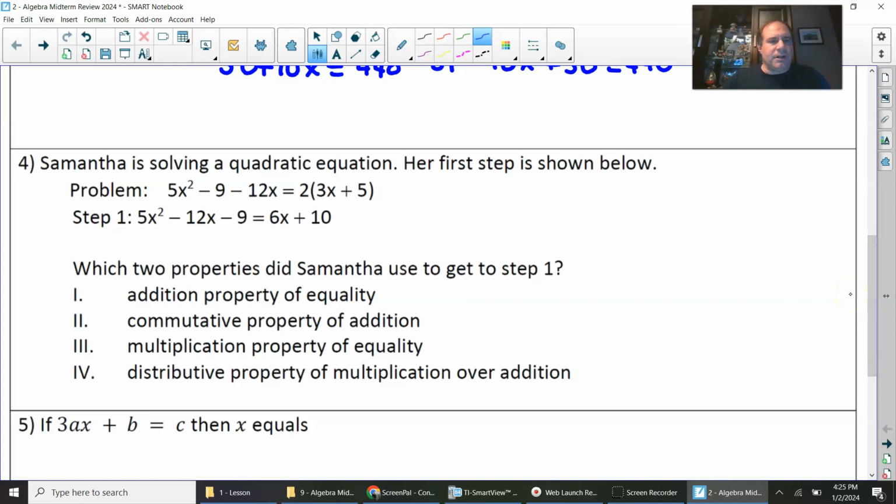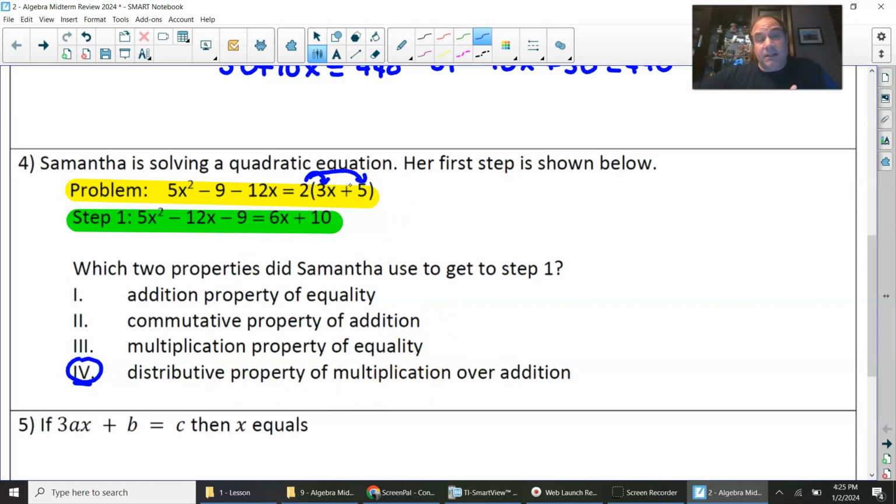So Samantha is solving a quadratic equation. Her first step is shown below. So the problem is this one right here. And you just kind of take a look at what is being used to get her to the first step right here. So first thing that I notice is that the parentheses are gone. So she probably did this. So 2 times 3x is 6x and 2 times 5 is 10. So I could immediately say, okay, distributive property is a part of this, and it's over addition.